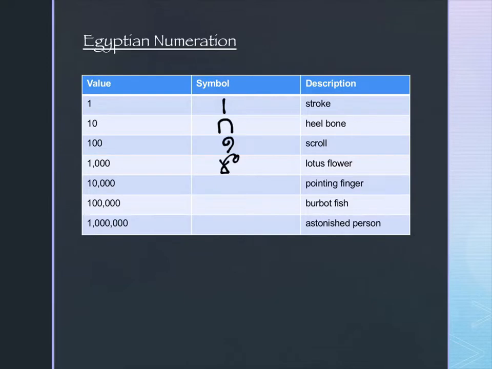All right, the next one for the number 10,000 is a pointing finger, and you might think that I could draw this one better than the Lotus Flower, and you would be wrong. But it looks something like this. And it really does look something like that, actually. It's a very strange looking symbol.